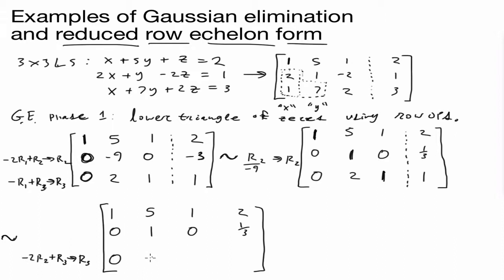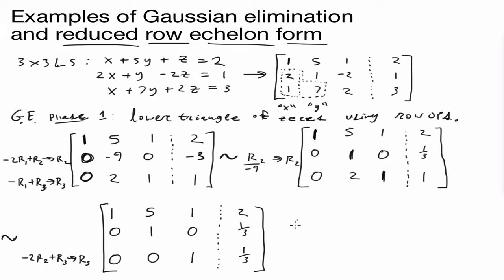And by definition, by adding -2 row 2 to row 3, I get a 0 in that position. 0 plus the 1, I still get 1. And now I'm going to add -2/3 to a 1, which means I'm going to be left with just 1/3 remaining. Okay, so phase 1 is done.